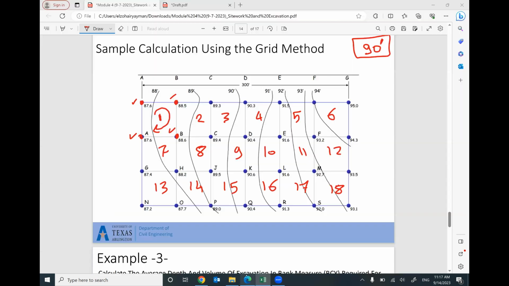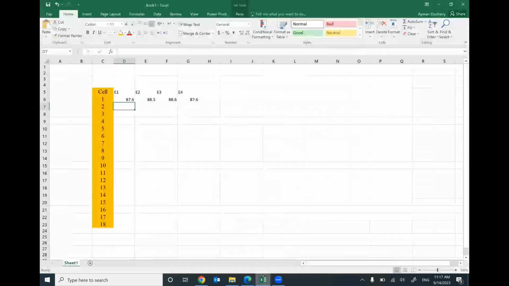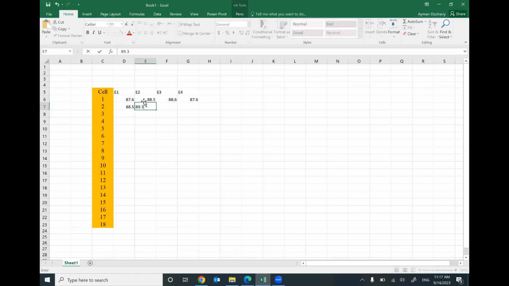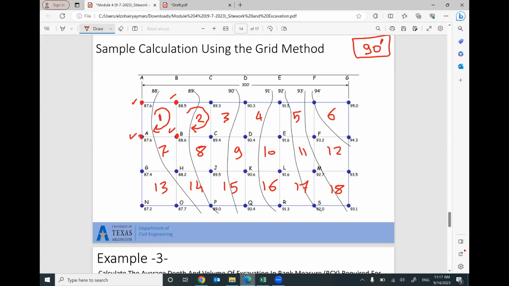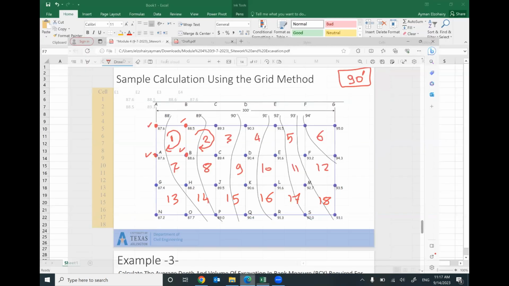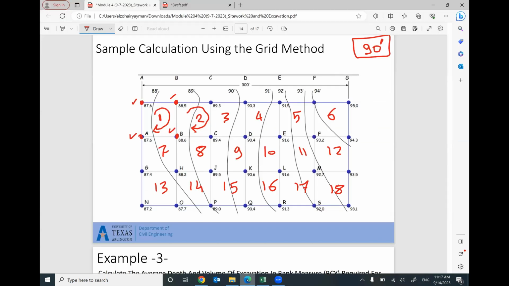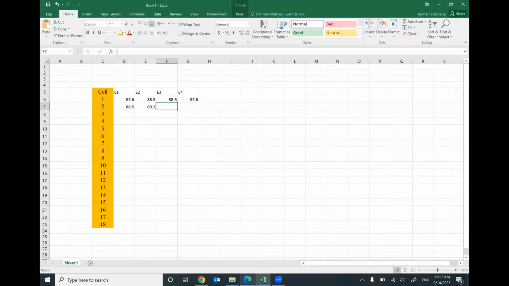The second cell will be the same. I will rotate like this. So 88.5, 89.3, 88.5, 89.3, and we have 89.4, 88.6, 89.4, and then 88.6, and so on.